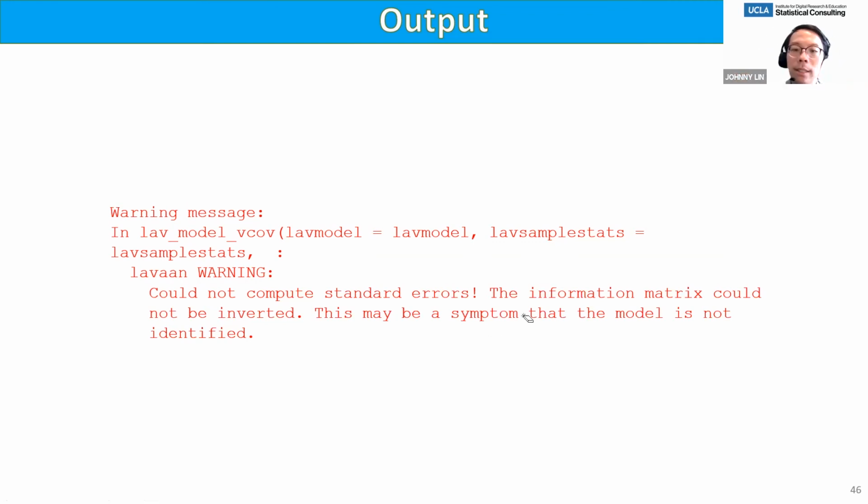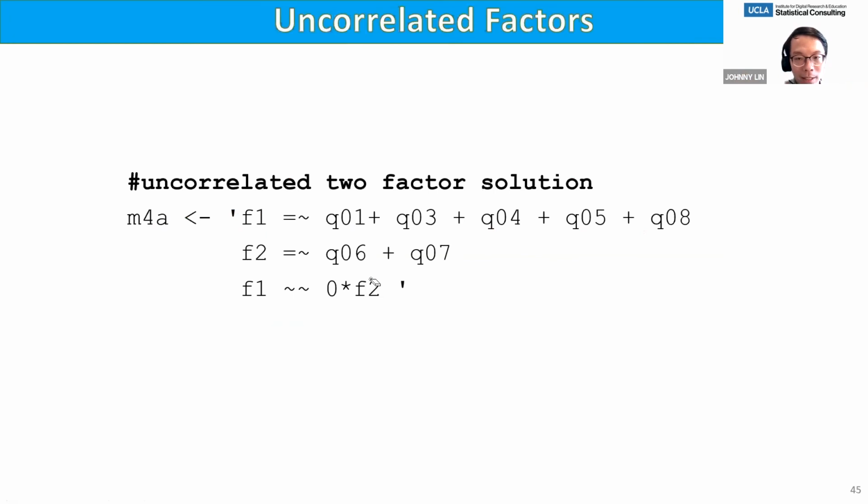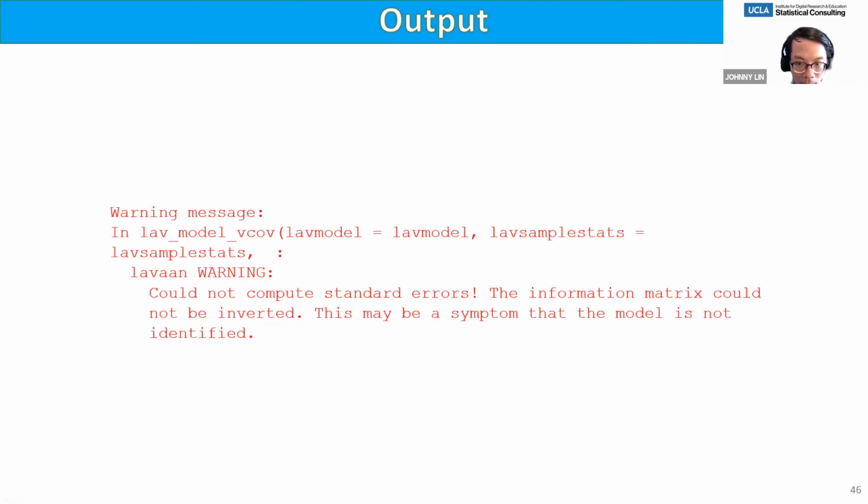So why is this giving me an error? I ran it, it's not the syntax. I guarantee you it's not the syntax. This is where you have to kind of know about identification, because now F2 will not be identified. We have only 2 items.